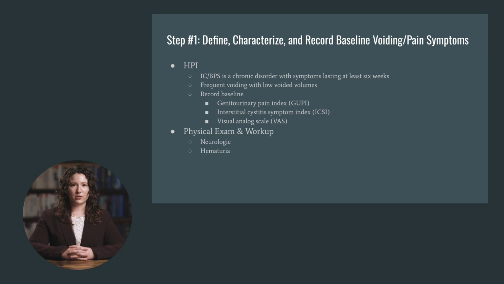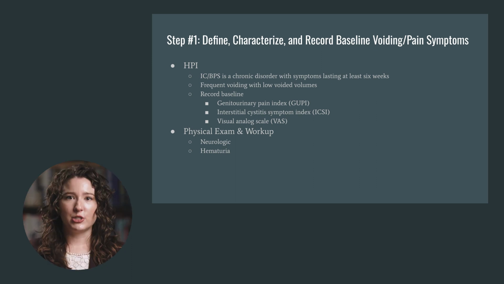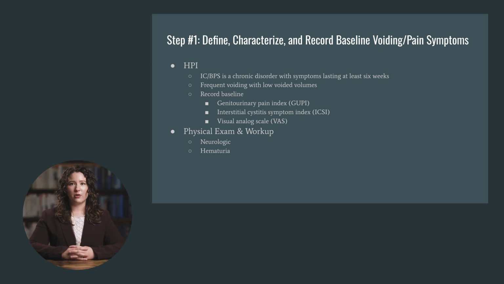IC is a chronic disorder, and symptoms should be present for at least 6 weeks with documented negative urine cultures. The physician should be responsible for documenting the number of voids per day, sensation of constant urge to void, and the location, character, and severity of disorder. Frequent voiding with low voided volumes is consistent with interstitial cystitis.